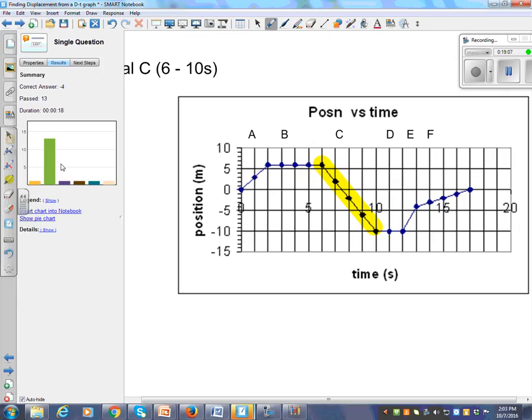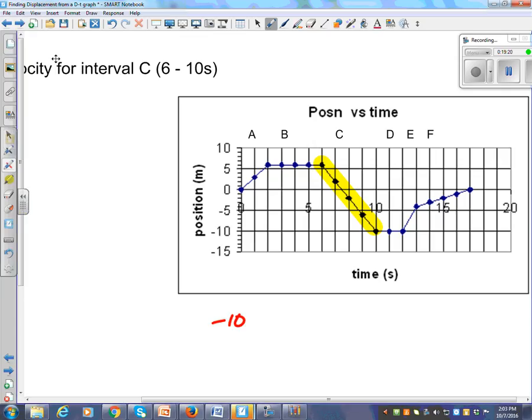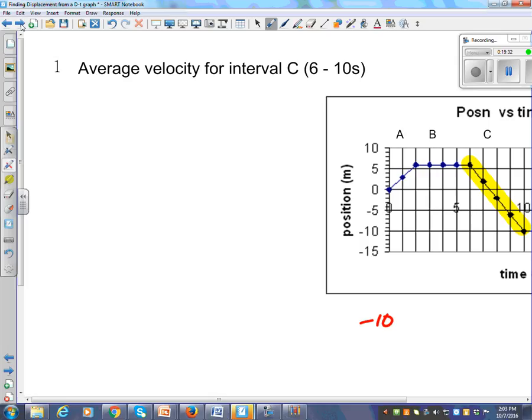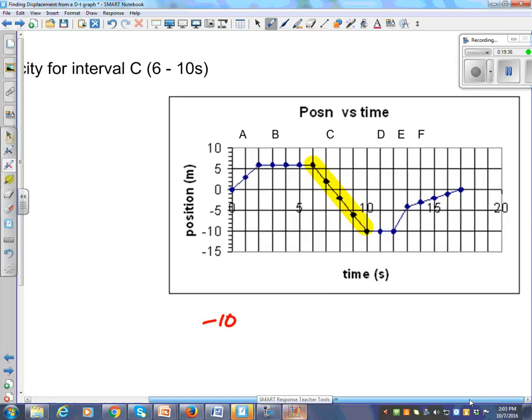Why is it minus 4? What is the displacement? If you got it wrong especially, you have to watch. From 6 to minus 10. What's most important is you learn how to do it. So, minus 10 minus 6, the displacement is minus 16. The time from 6 to 10 is 4 seconds. Minus 16 divided by 4 is minus 4 meters per second.